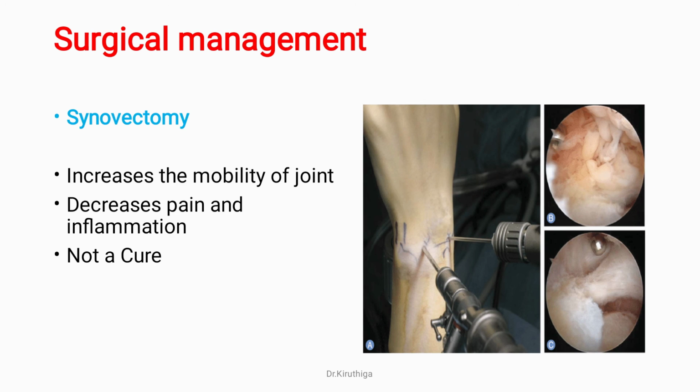Synovectomy is the surgical procedure. The main pathology is enlargement of the synovium. There is accumulation of synovial fluid and there is hyperplasia of the synovium. Because of that, the joint capsule cannot expand and there will be pain while stretching the joint capsule. So synovectomy, removal of the excess synovium, helps to increase the mobility of the joint and it also decreases the pain and inflammation. But it doesn't cure rheumatoid arthritis, it gives relief to the patient.